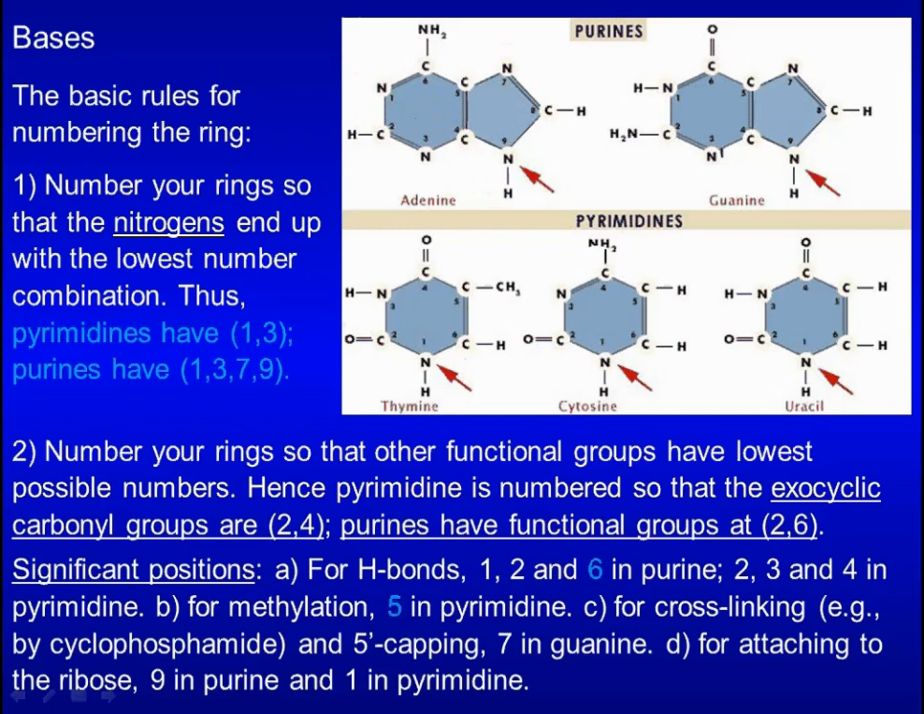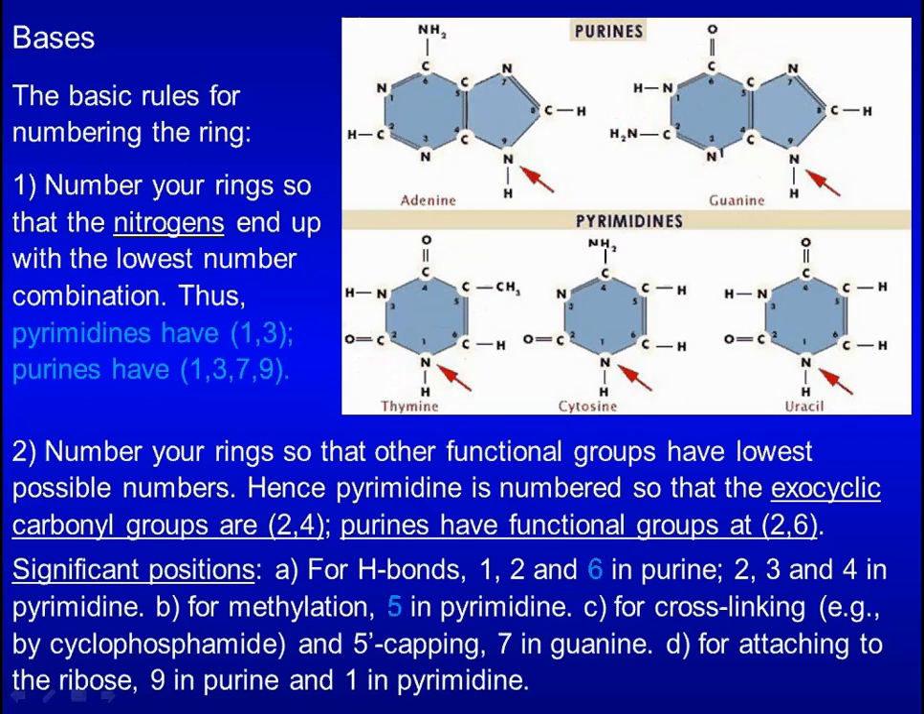Second rule, number the rings so that other functional groups have the lowest possible number. As a result, pyrimidine is numbered so that the carbonyl groups are found at 2 and 4. For example, in thymine the carbonyl groups are found at positions 2 and 4. In purine, these functional groups are found at 2 and 6. For example, in guanine the amino group is found at position 2 and the carbonyl group is found at position 6.